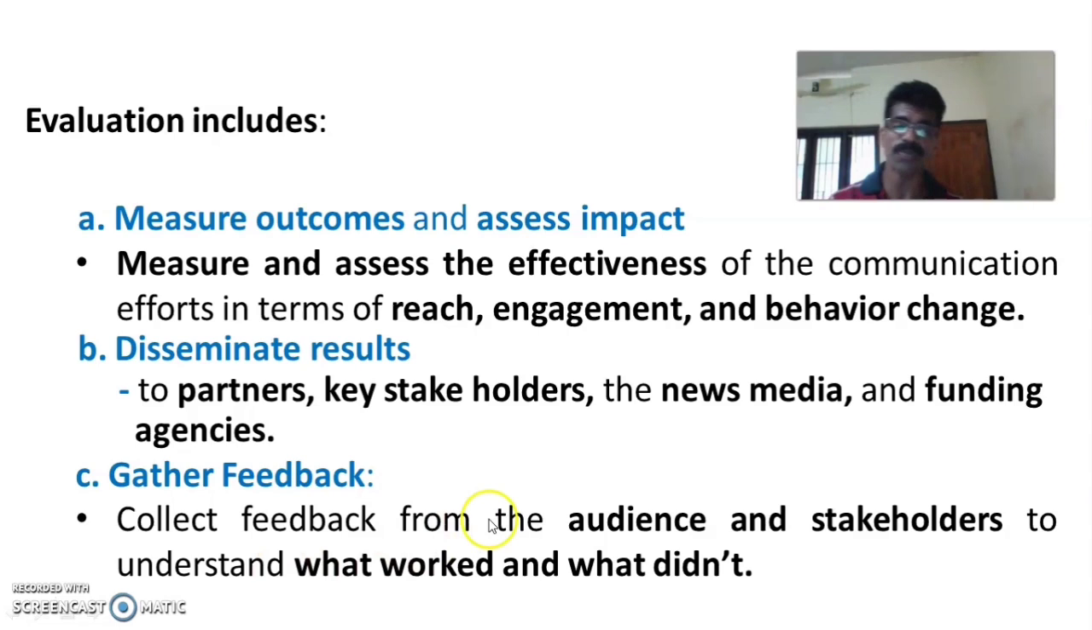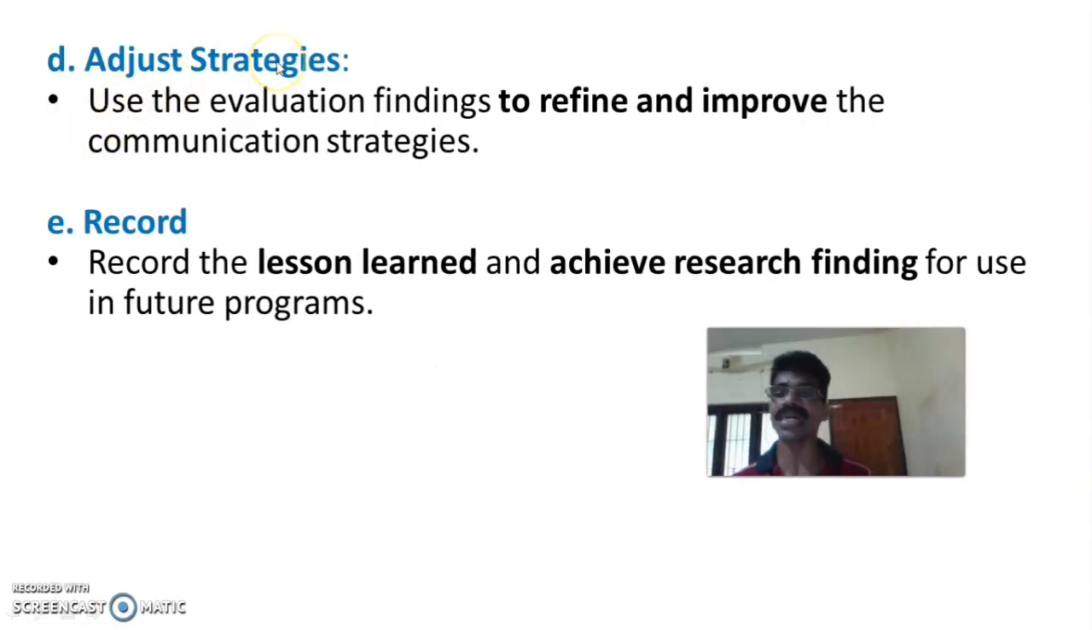So collect the feedback from the target audience, other stakeholders and the BCC team members to understand how much it worked and how much it didn't work properly or effectively. For that we need feedback from the target audience, feedback from the stakeholders, feedback from the BCC team members, etc. Then based on that we can modify. Then the fourth one is adjust the strategies.